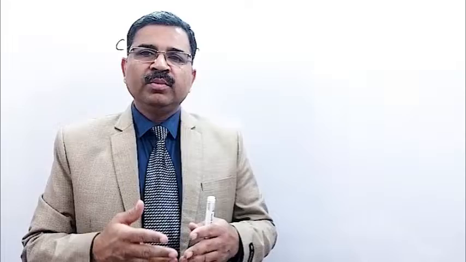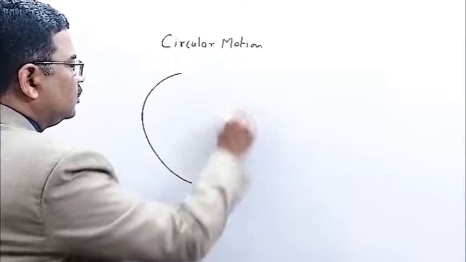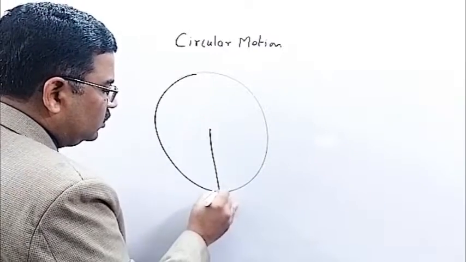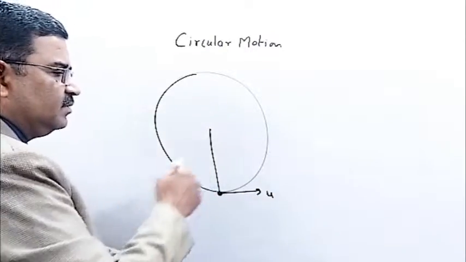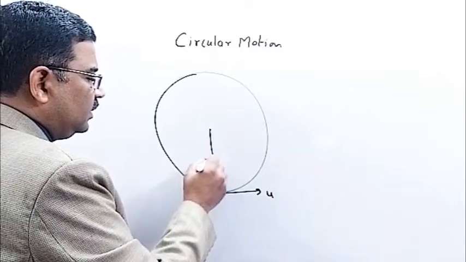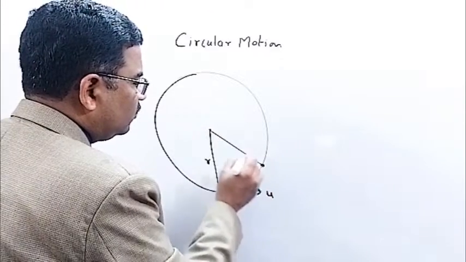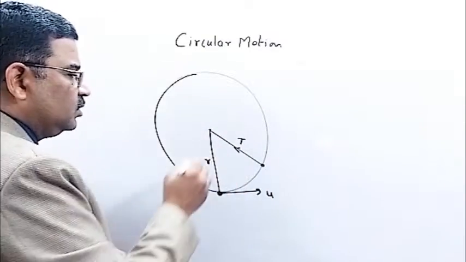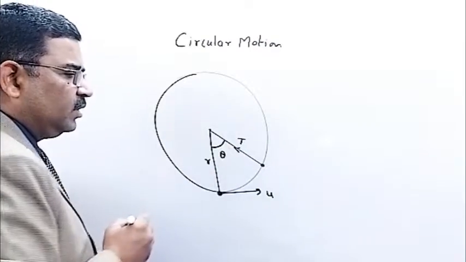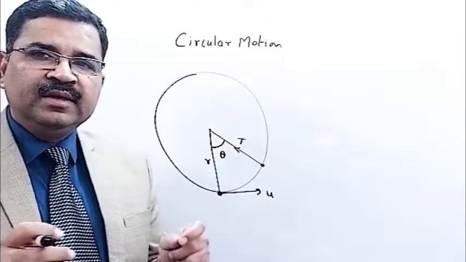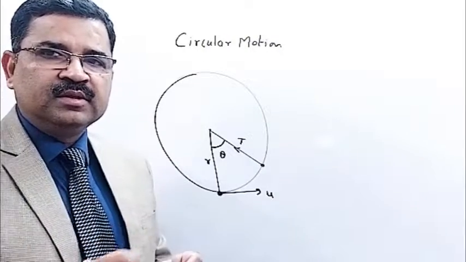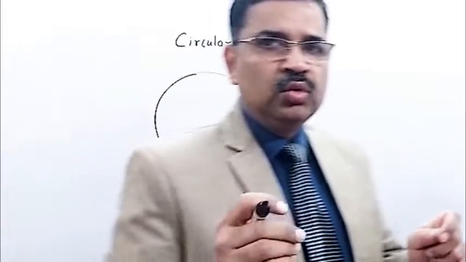Now students, consider a case when a pendulum is given a certain velocity at the lowest point, whereas tension is required to be calculated at some other point. See, suppose this is the velocity u that is given to a pendulum of length r, and let us say we have to find the tension of the string at this particular position when it makes an angle theta with the vertical.